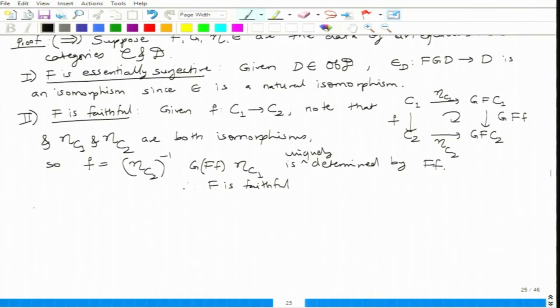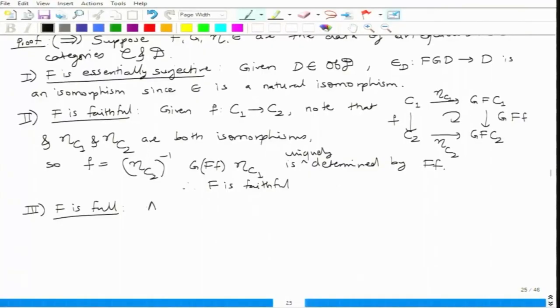Okay, then let us go to the third part. F is full. Whatever we did for F, F is not spatial. Equivalence of categories means both categories are at the same level, they have the same properties. So, if F is a part of an equivalence, then similarly G is also a part of an equivalence, right?